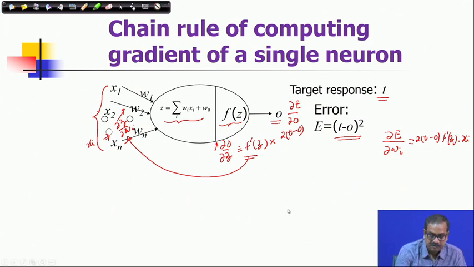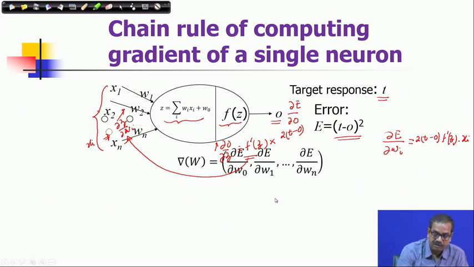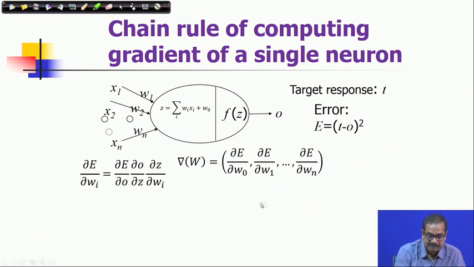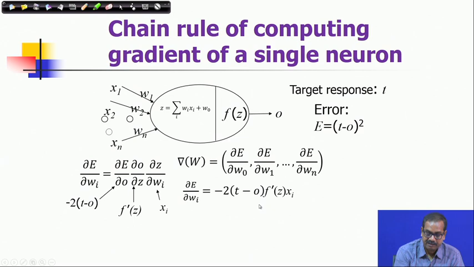Let me give you the corresponding summary here also. We need to compute all these gradients, all these components. This is this part, this is this part, and it is minus 2 into t minus O. In my note I have written 2 into t minus O, that was an error. You just multiply all these 3 things, and you will get the corresponding delta E by delta Wi.